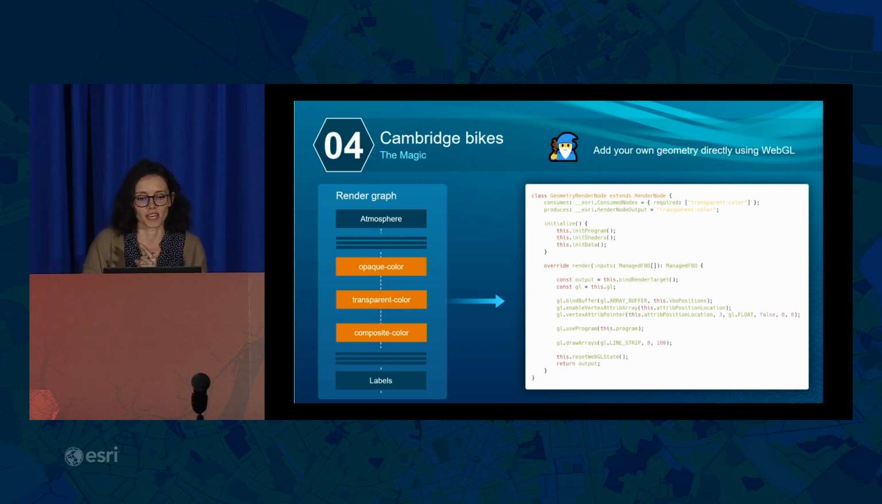It's in the afternoon. But for us, what's important to know is that if you have opaque geometry, when you create your render node, you will say, oh, it consumes opaque color, and then you will be able to inject your geometry or whatever you want to draw in there. For transparent, the same. And composite color is for when you want to make a cool effect in your scene, like sepia or something. We have a bunch of samples in the API to show you how to do this.